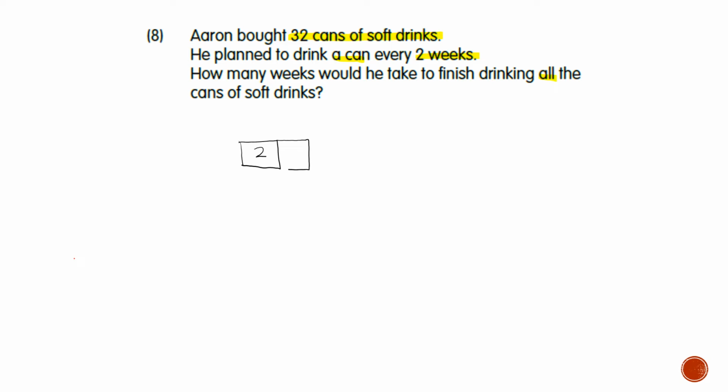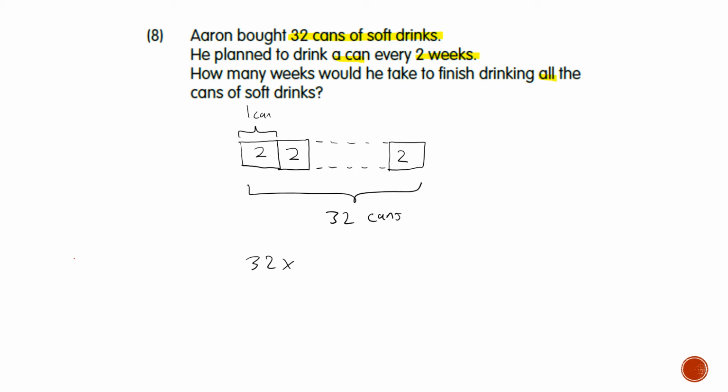So the other week, there's a second can, sorry, a second can will take another 2 weeks, so that's 4 weeks in total. And we are not going to draw everything, but we use the dotted line to show that we have drawn 32 cans. So over here, there are 32 cans or 32 units. And each can, this one can, takes 2 weeks. So it's a very simple multiplication. 32 times 2, 64 weeks.